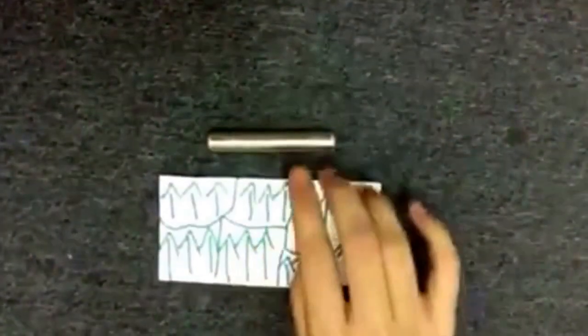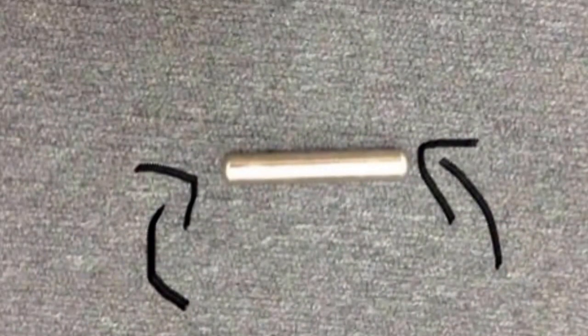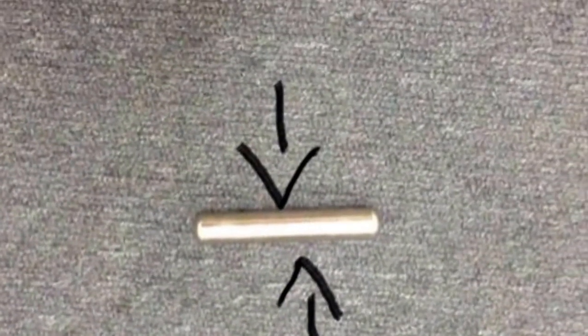The magnetic domains inside the magnet have to be fully aligned, so the magnetic field will be stronger. If two magnets are too far apart, the magnetic field won't be as strong as when they're close. The magnet is stronger at the edge than in the middle.